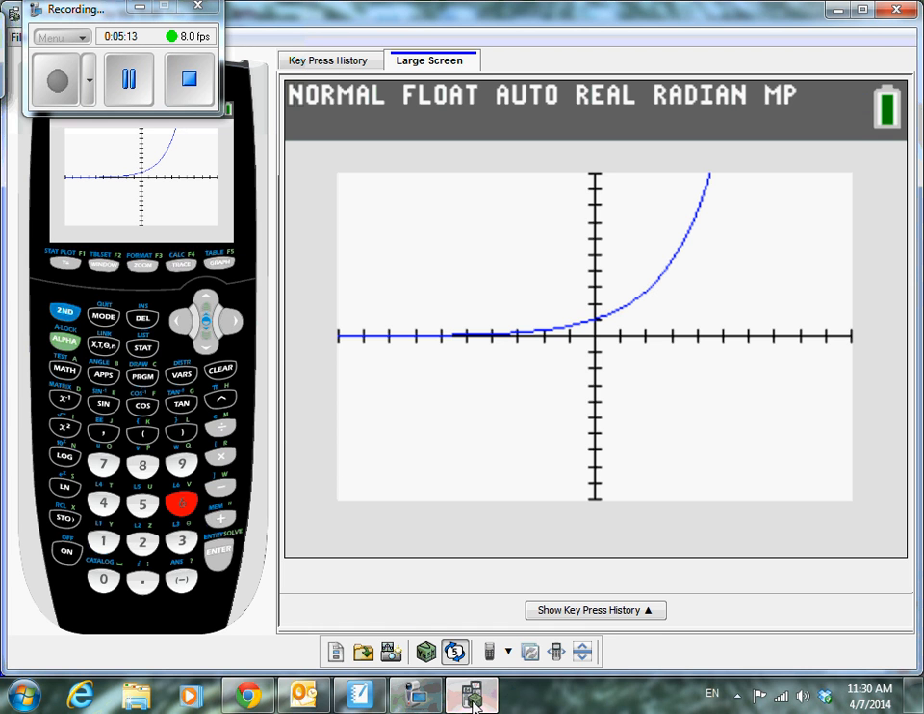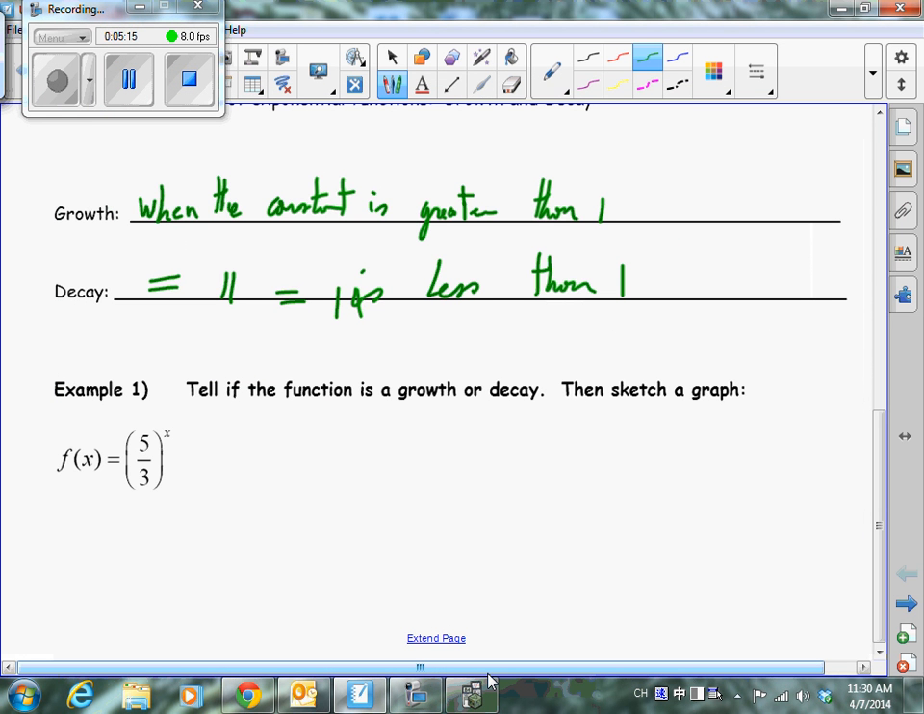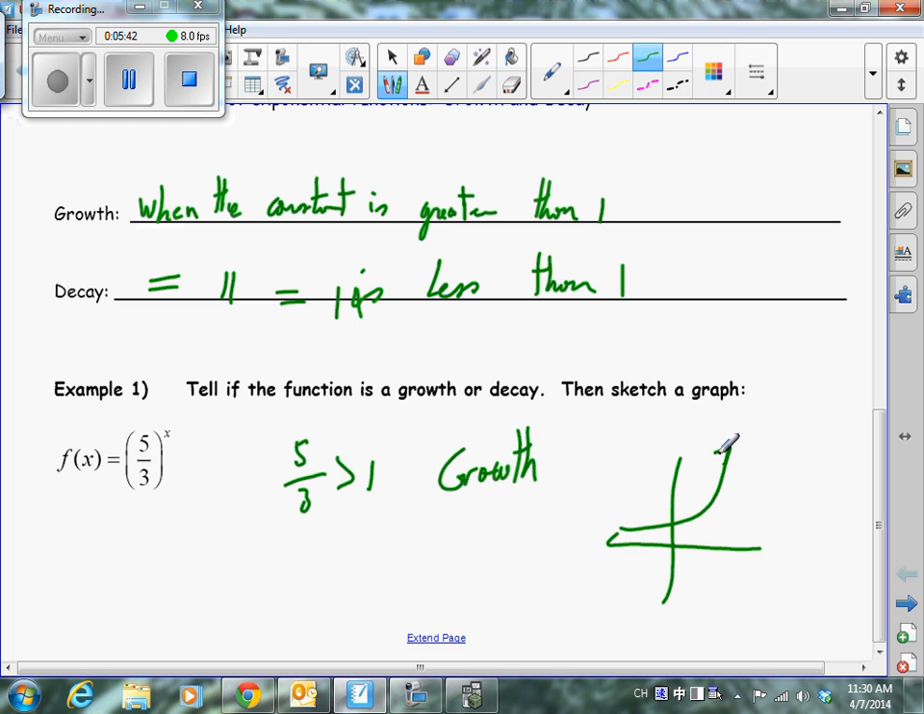This is another way to figure it out. By the way, it's not based on the graph necessarily. Look at this, 5/3. If the number on top is bigger than the number on the bottom, it means it's bigger than 1. If you divide 5 by 3, we each have at least 1. Therefore, you will say 5/3 is greater than 1, therefore it's a growth. Then sketch a graph. If you want to sketch it, go ahead. It looks like this. Remember, the sketch is not 100% accurate.